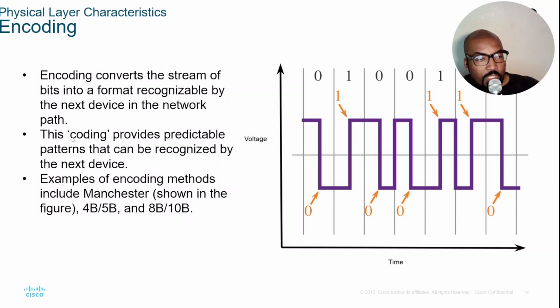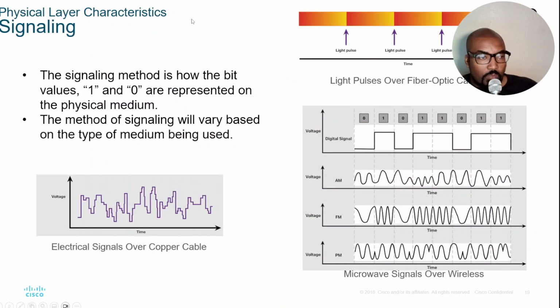This coding provides predictable patterns that can be recognized by the next device. Examples include methods like Manchester. Okay, let's move on to the next one here. If you've been watching my other videos, you know that the binary code, the ones and zeros, is when the light is on or the light is off, right? If it's on, it's a 1. If it's off, it's a 0.